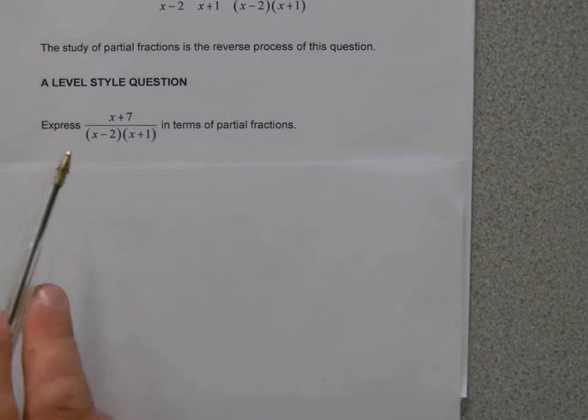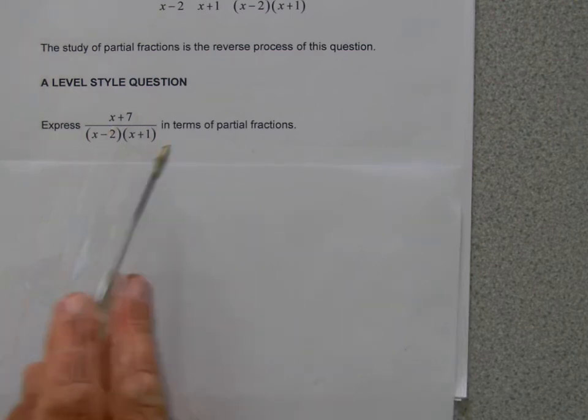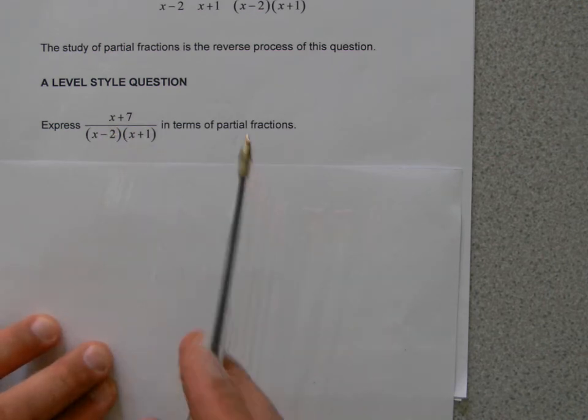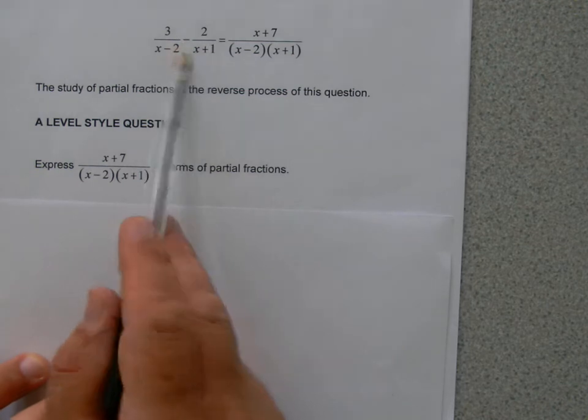However, at A level, you get this style of question. It says here, express this single fraction in terms of partial fractions. So in effect, it's the reverse process. They give you this and they want you to get back to the separate fractions we've got here.